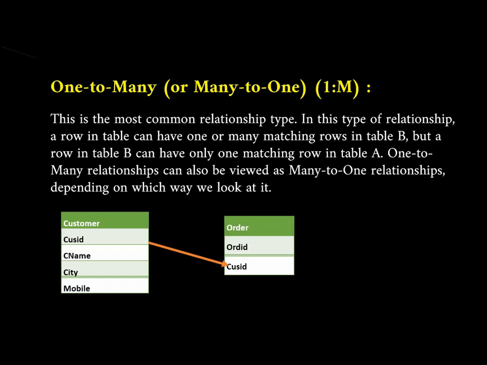In this example, the order relation is the many and the customer relation is the one. It means one customer can order many. Each order can only be assigned one customer, whereas one customer can be assigned to many orders. It means one customer can order many things. So that is the difference between one to one and one to many.